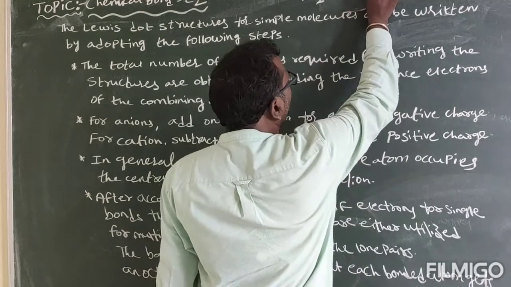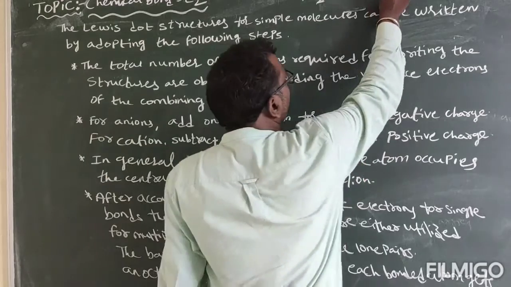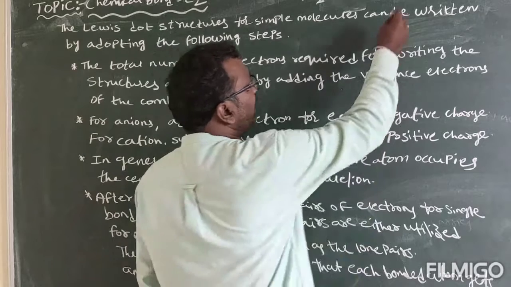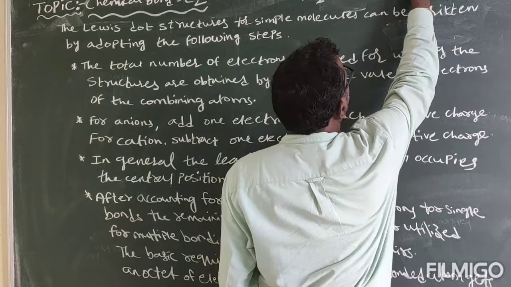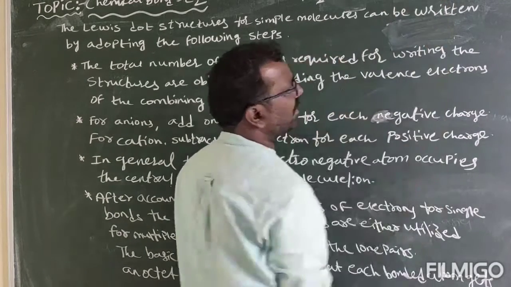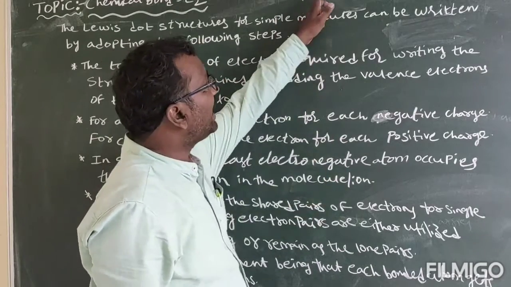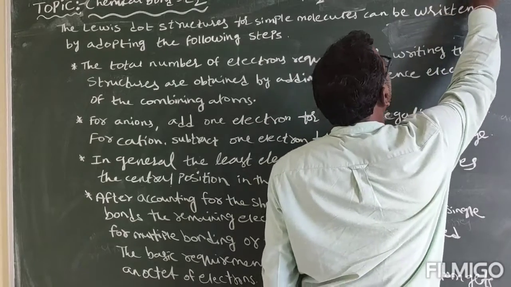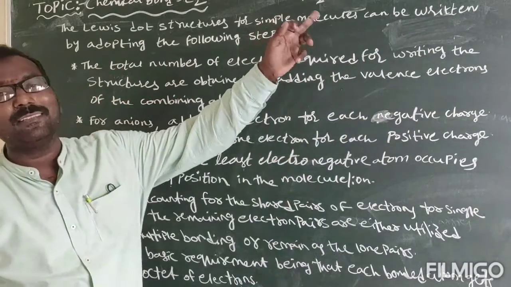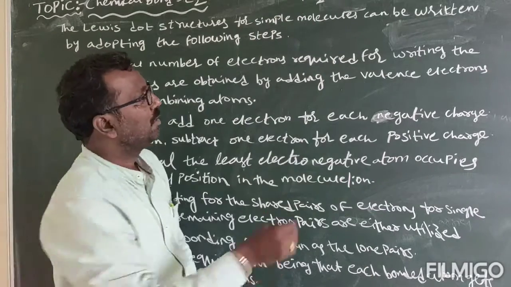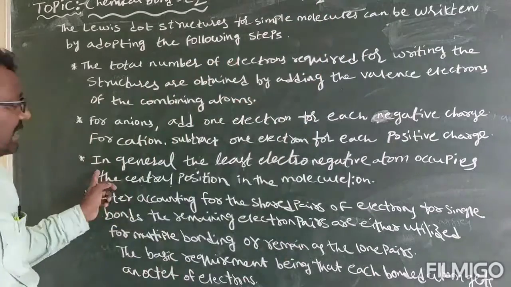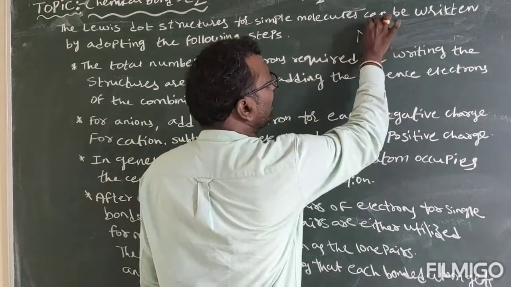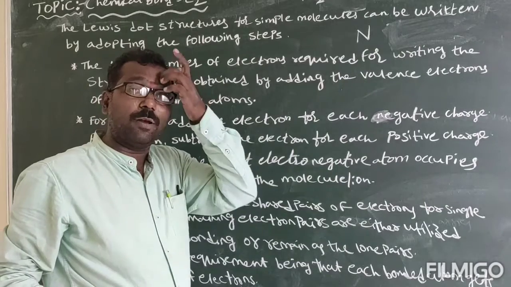And oxygen valency electrons are 6. Each oxygen is having 6, but here we have 2, so total 12. So total 17 valency electrons are there in NO2, but here it is minus, so we have to add 1 more electron. Total 18 electrons are there in valency for NO2 minus. So now the least electronegative element occupies the central position. Between nitrogen and oxygen, nitrogen is the least electronegative element.